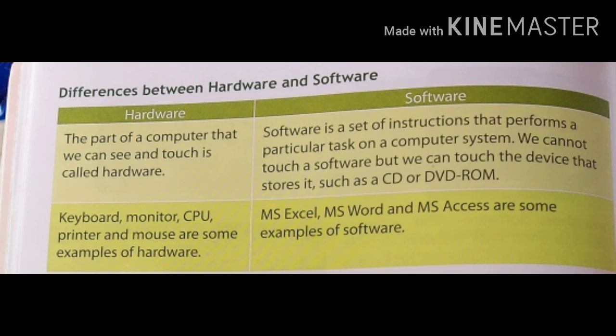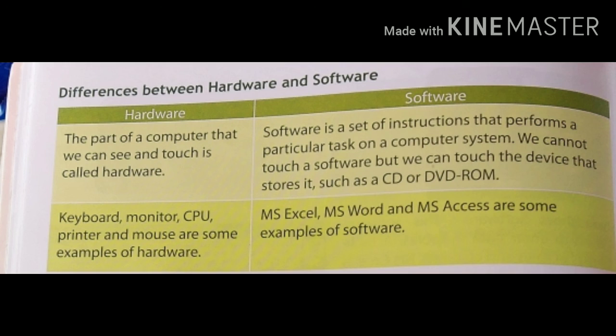Software is a set of instructions that perform a particular task on a computer system. We cannot touch software, but we can touch the device that stores it, such as a CD or DVD-ROM. Keyboard, monitor, CPU, printer and mouse are some examples of hardware. MS Excel, MS Word and MS Access are some examples of software.